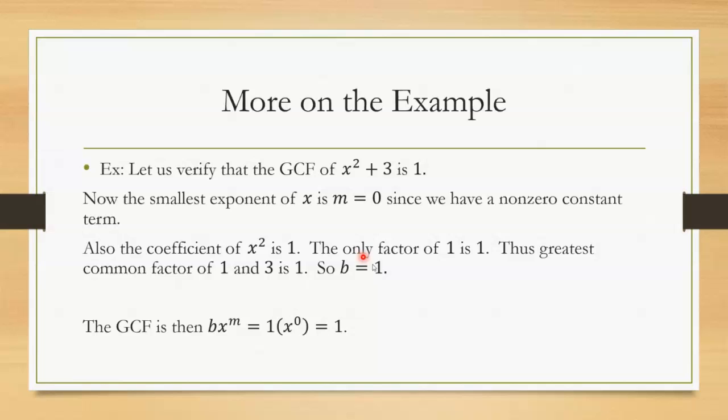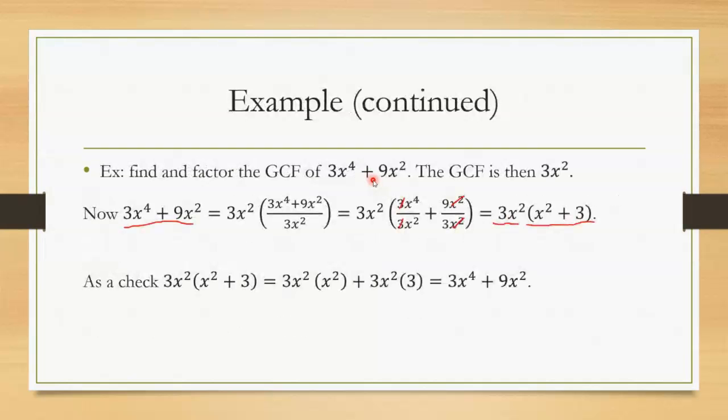So again, let me say it again. The only factor of 1 is 1 itself. And we know the factors of 3 are 1 and 3. So the only common factor, hence the greatest common factor among 1 and 3, is 1. So altogether we get 1. And again, it's no accident that we get 1 here, because we factored out the GCF already. What's left over should have a 1.